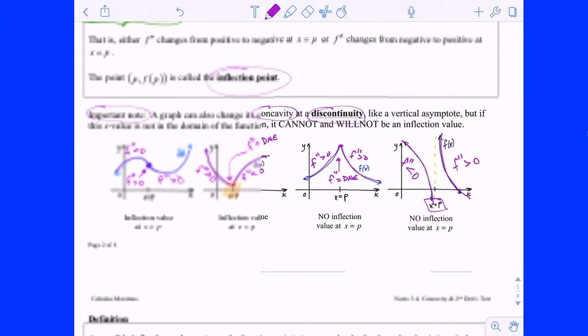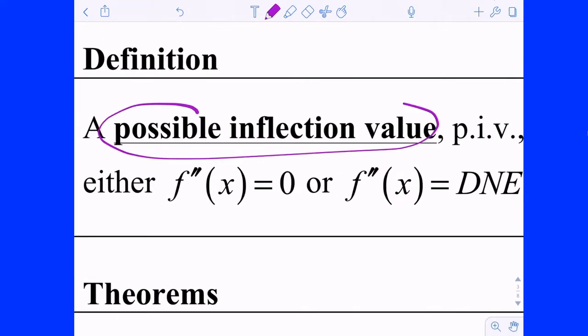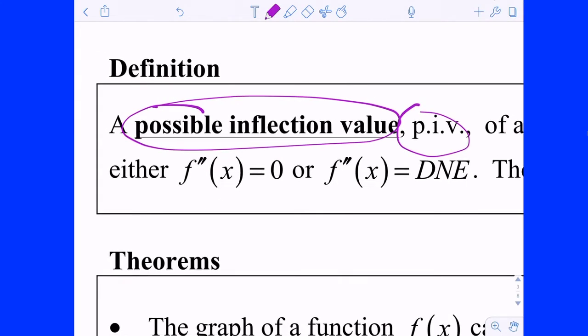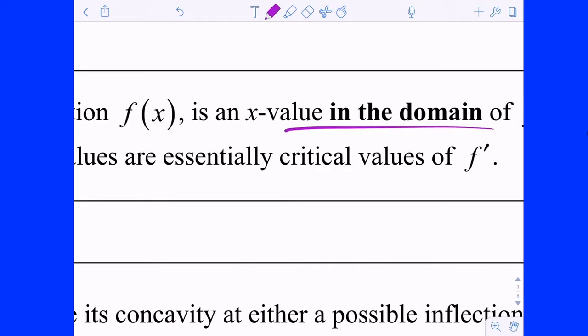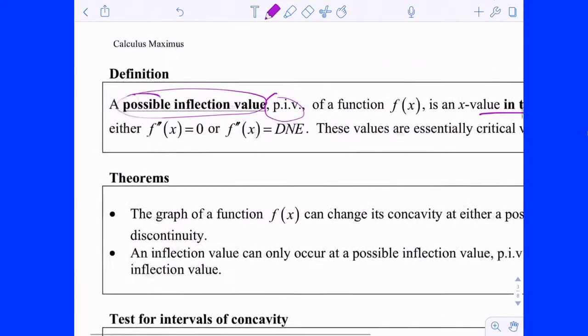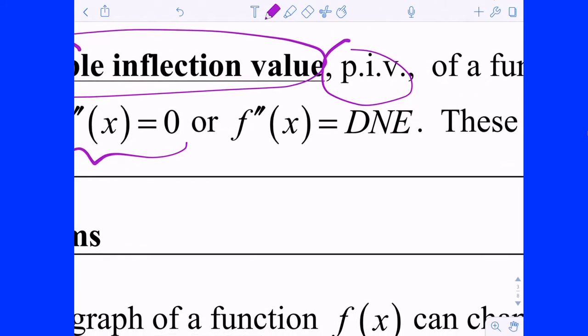Okay. Here's the definition. A possible inflection value, which I abbreviate PIV, as opposed to a critical value, which is CV, of a function f is an x value in the domain, as was just said, such that either one of two things happens: f double prime equals 0 or f double prime equals d and e.